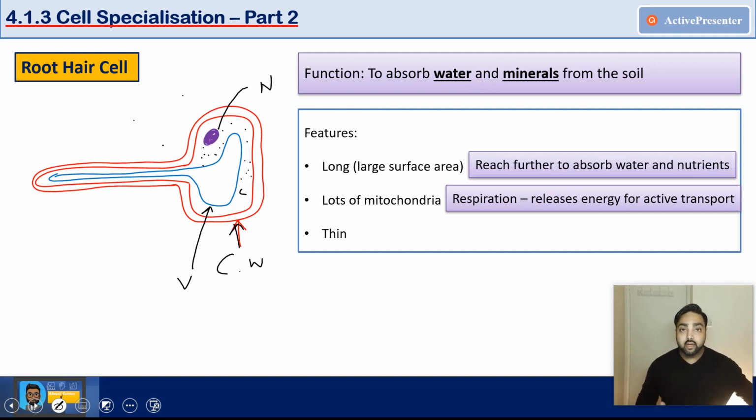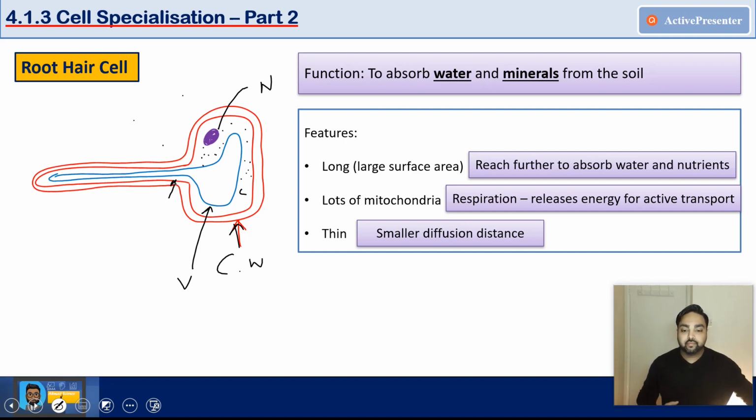Okay, and finally, they are thin. In other words, they have a very small diffusion distance that particles need to go through in order to get into the cell. And that's an ideal situation because it means that it's got a smaller diffusion distance, therefore it's more efficient in absorbing particles from the soil.